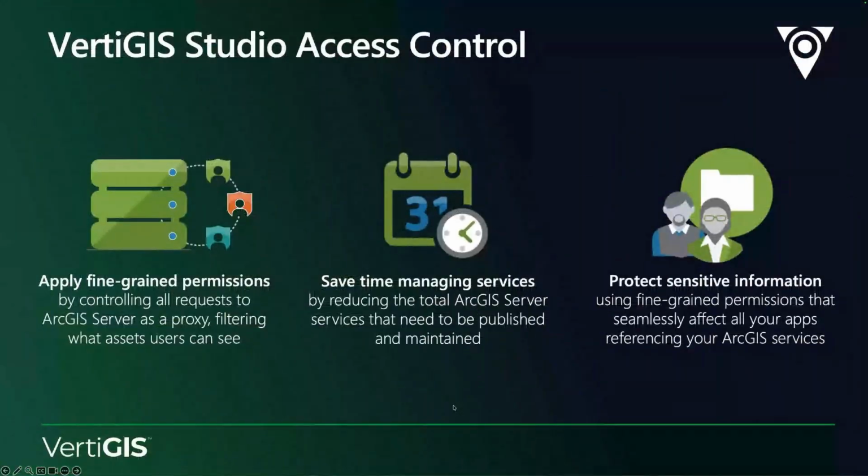And the first one is on VertiGIS Studio Access Control. What Access Control does is allows you to provide fine-grained permissions on all of the services that you're publishing through your applications and through your ArcGIS server. This can be a significant time savings since a lot of our target customers and organizations without access control end up publishing services more than once just because they want to hide certain fields or hide certain layers to certain different types of users. And that's a huge administrative overhead.